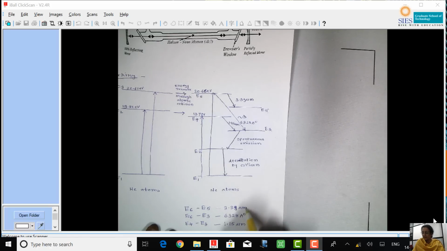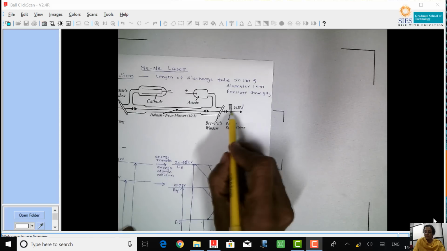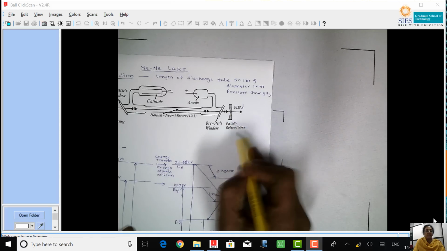So out of three wavelengths generated, two are in the infrared region, so we cannot see those wavelengths. Only the 6328 light, which is red color, can be seen coming out of the laser source from this surface, which is the partially reflecting mirror.